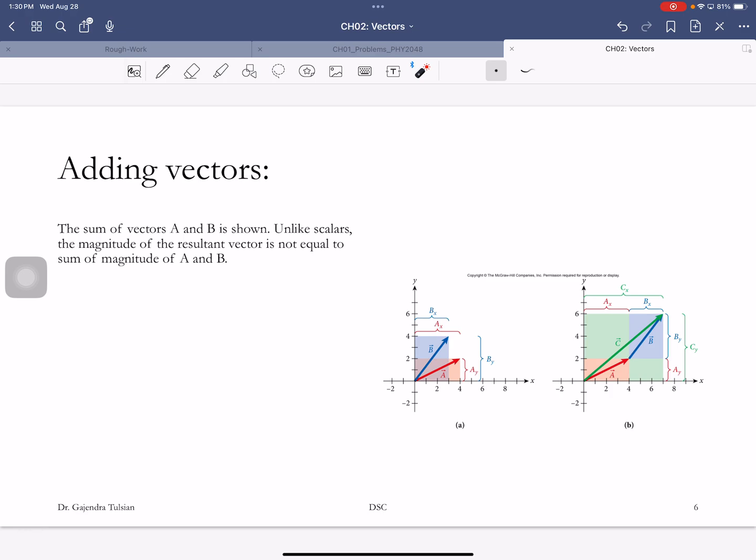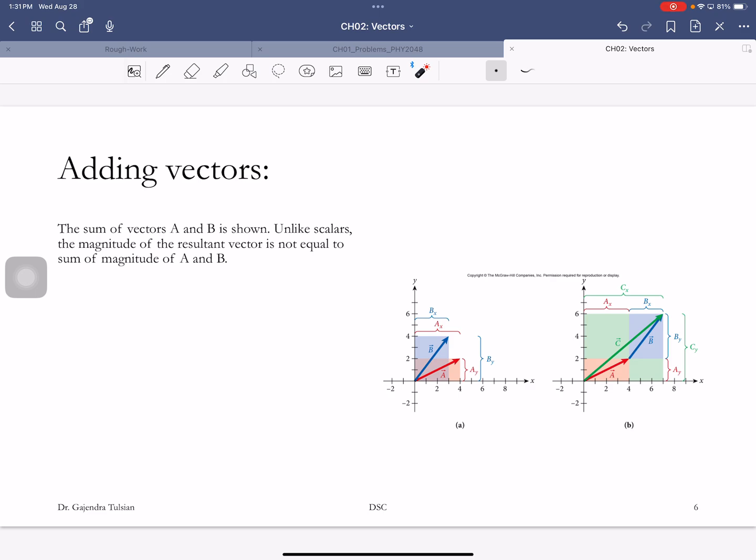Okay, so we are learning about vectors and new mathematical objects. What we want to learn is how to add them, subtract them, and multiply them. Here's a way to add vectors, which is easy to remember. If you want to add two vectors, here's vector A and B.